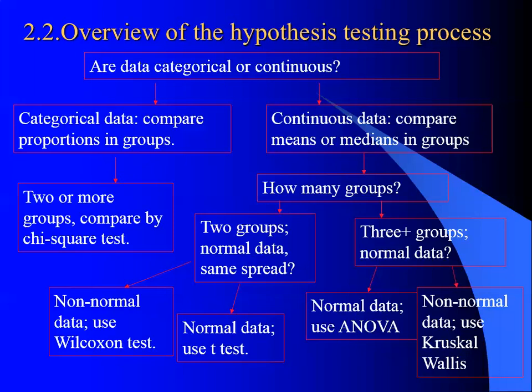A more complex situation is with continuous data, when we have to compare means or medians in groups. Depending on the number of variables, 2 or more, and on the results of the assessment of normality, whether we have normally distributed data or not, we can use parametric or non-parametric statistics, like Student's t-test or Wilcoxon tests, or analysis of variance, or other methods, because not all are listed here; this algorithm is not complete.